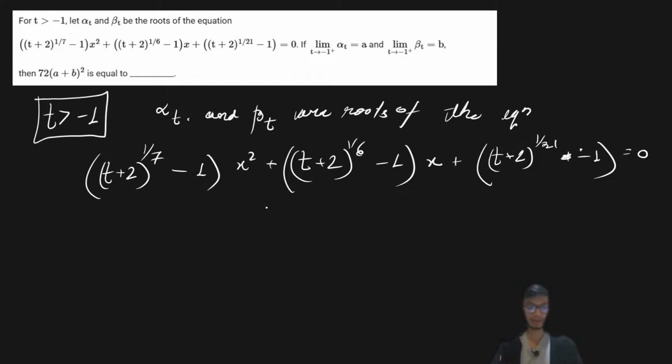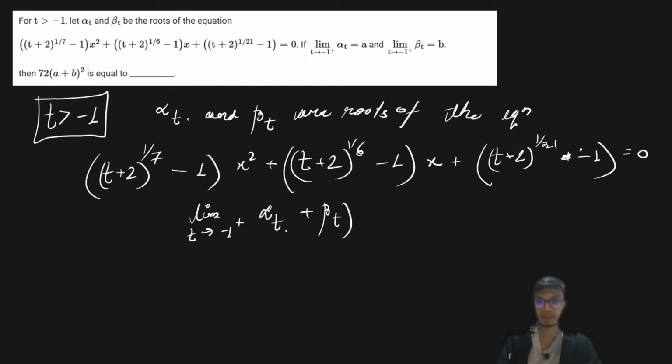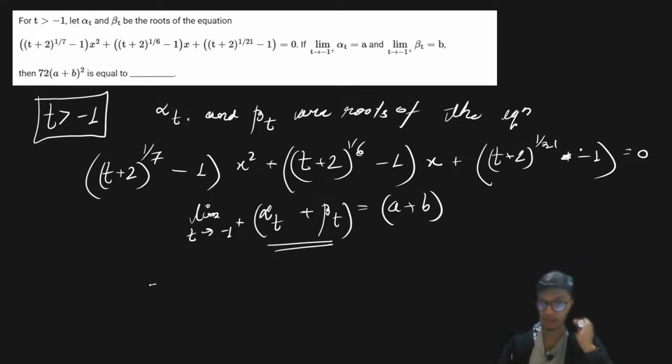Okay, so it's very simple. It is said that the limit as t tends towards minus 1 from the right hand side, so the right hand limit at minus 1, of alpha t plus beta t. If I club both of them, because the limit is tending towards the same thing, it is nothing but a plus b, as mentioned in the problem. And we know that alpha plus beta is nothing but the sum of the roots, with t tending towards minus 1 positive, that means the right hand limit of minus 1.